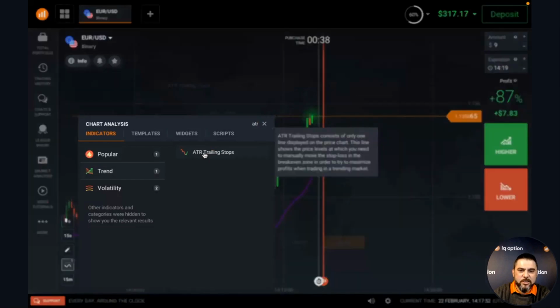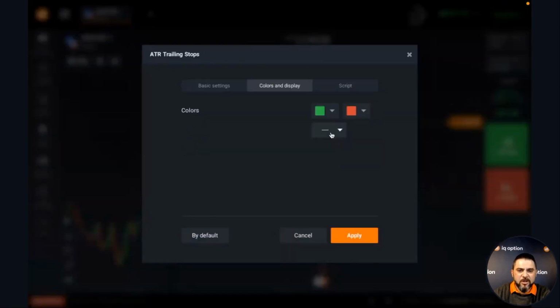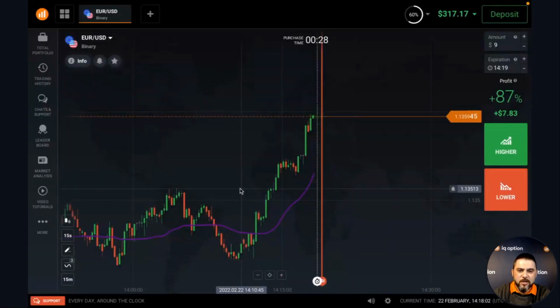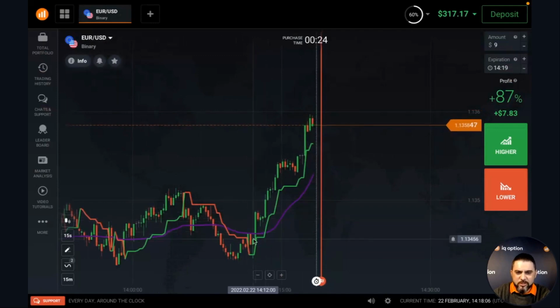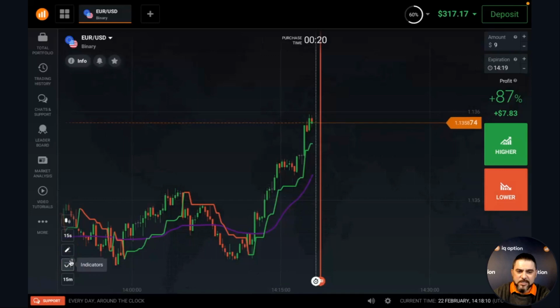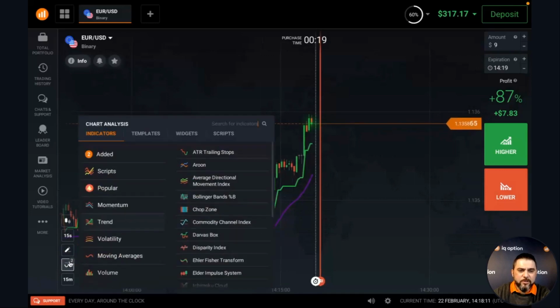Clicking it, not changing periods, leaving it on default. Going to the colors. Green and red is fine for me. Just want to make it nice and wide for you guys to see. And there it comes as well. We can see this was looking a bit dodgy, just jumping all over the ATR. So that's not the greatest of signals from this, as I can see straight away.